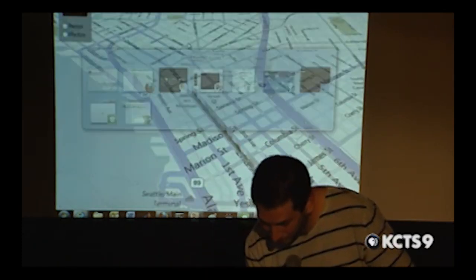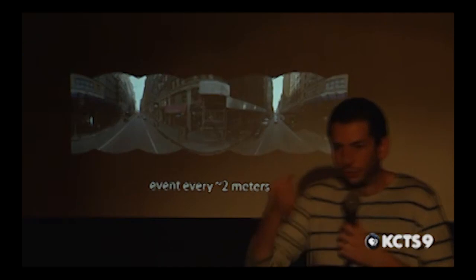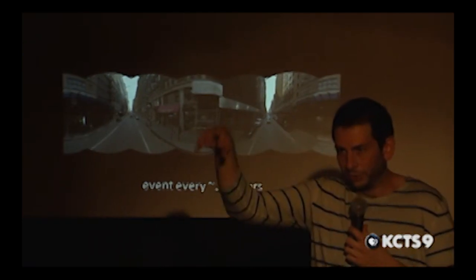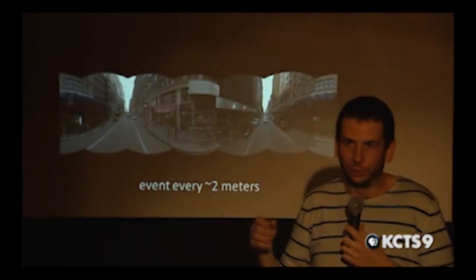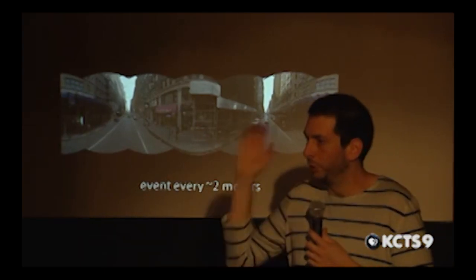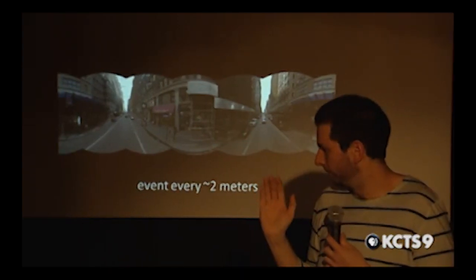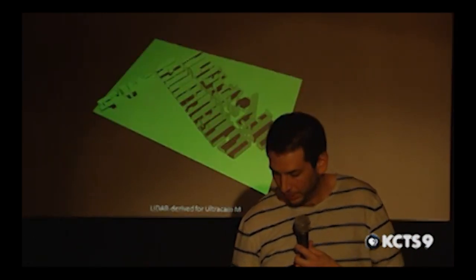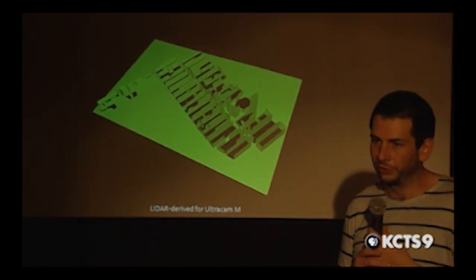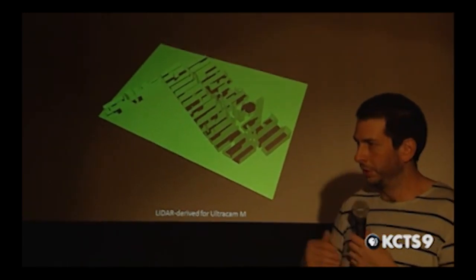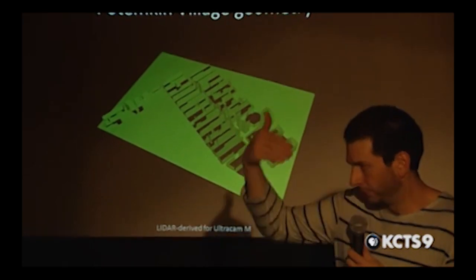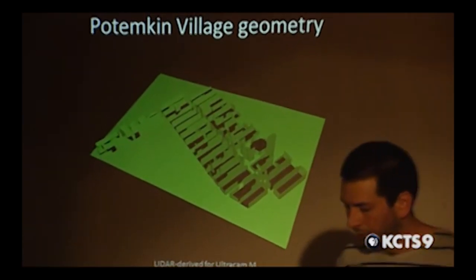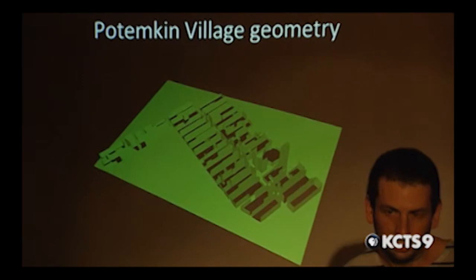But what we did with it is, it's not just pictures. It's not just these panoramic photos that you take down the street. We do something Photosynth-like with them and reconstruct the 3D of the facades of the street. This is the raw data. You get these kind of panoramic images every couple of meters. And we reconstruct something that we called at the time Potemkin Village geometry, meaning simple geometry that just represents the facades of the streets.